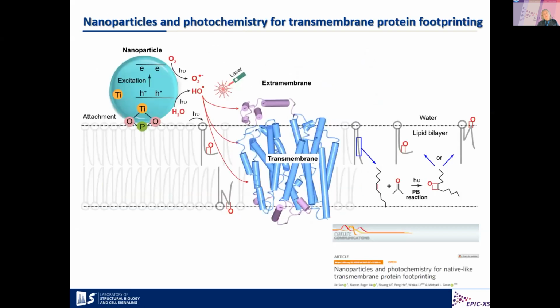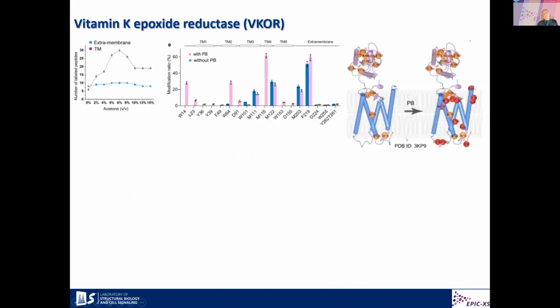The most promising step is using titanium oxide, which in principle, in combination with laser pulses, is able to produce radicals that might go into the membrane and modify the part of the protein surrounded by lipids or detergents if you are playing with artificial micelles. But he found out that if he introduces acetone, he might actually employ the principle of Paternò-Büchi reactions to modify the intramembrane part even better. He compared the oxidation products of this vitamin K epoxide reductase in the presence and in the absence of acetone, and it's very easy to see that in the presence of acetone, the labeling efficiency in the transmembrane regions was much better.